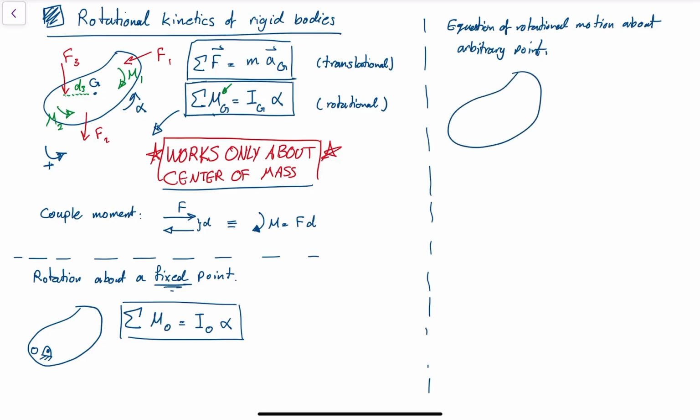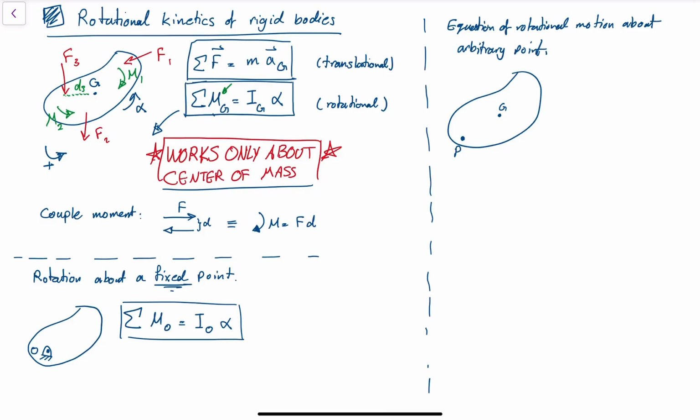So again, you have your random shaped body. This is the center of gravity, G. For whatever reason, I don't like it, and I want to write my equation of motion about arbitrary point P, on the body or anywhere off the body. Really doesn't matter. But it is a point somewhere in space.